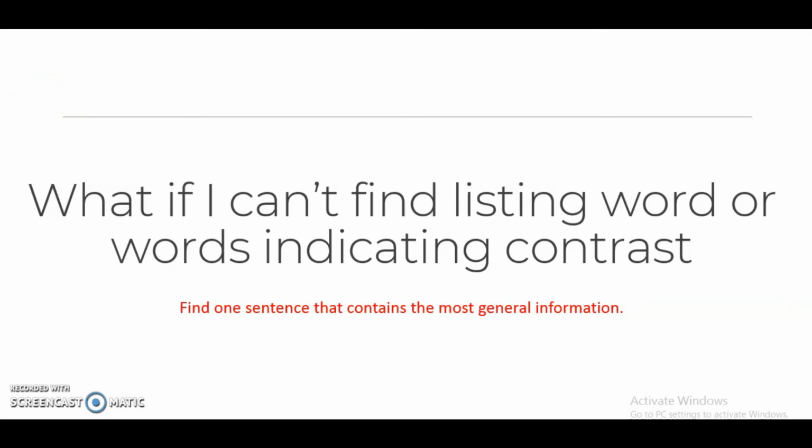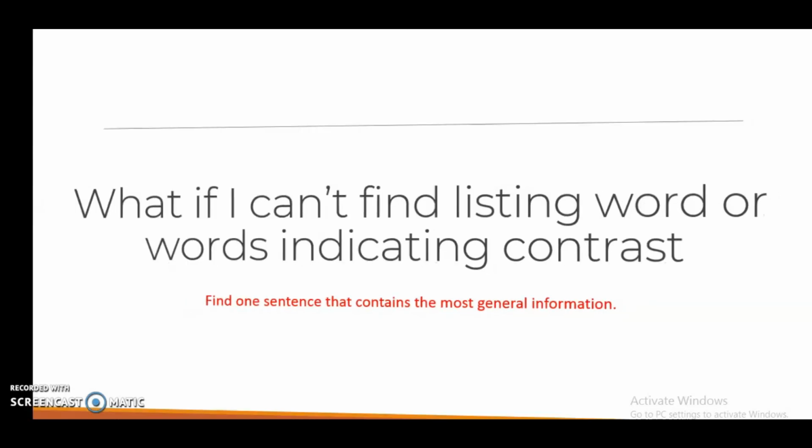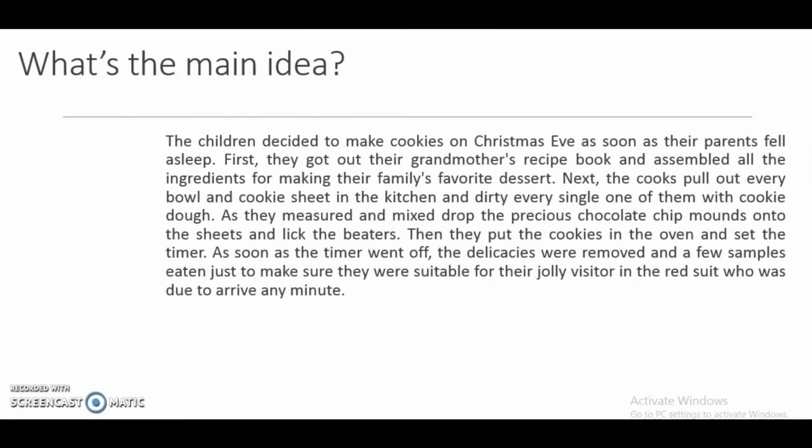Think about the structure of the paragraph. It contains a topic, a main idea, and supporting details. Learn to identify or differentiate specific information from the general one. And now we're going to look at an example using the paragraph that we used at the beginning of this video. The children decided to make cookies on Christmas Eve as soon as their parents fell asleep.